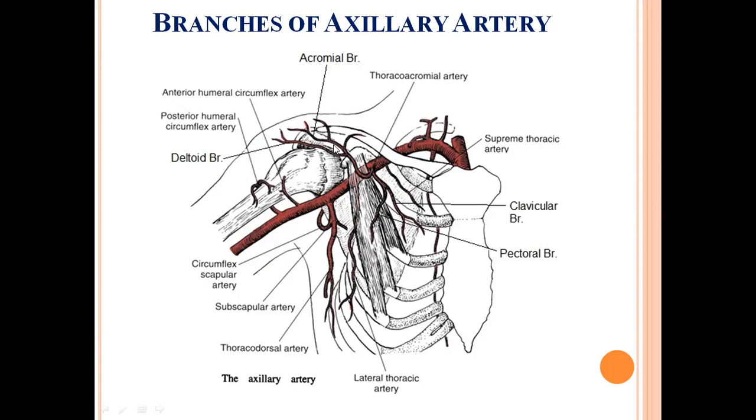Thoracoacromial. How many branches does it further divide into? APCD, you can remember the branches. The picture is good, that's why I'm trying to name them also. Like ABCD, now you pronounce it as AP, Andhra Pradesh, APCD. A is acromial branch, P is pectoral branch, C is clavicular branch, and D is deltoid branch. These are the further subdivisions of the thoracoacromial artery.